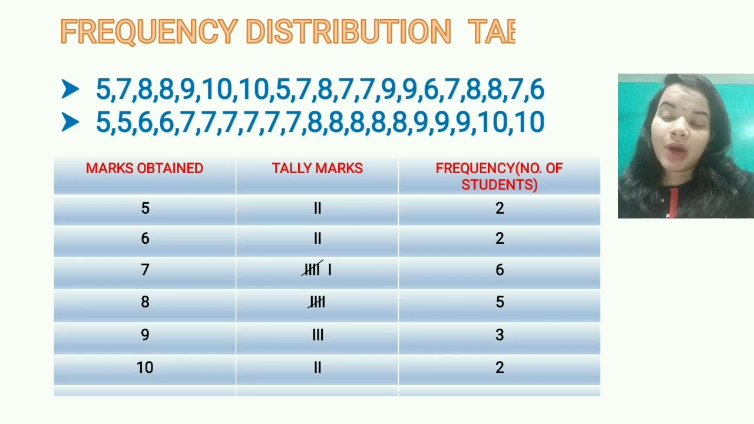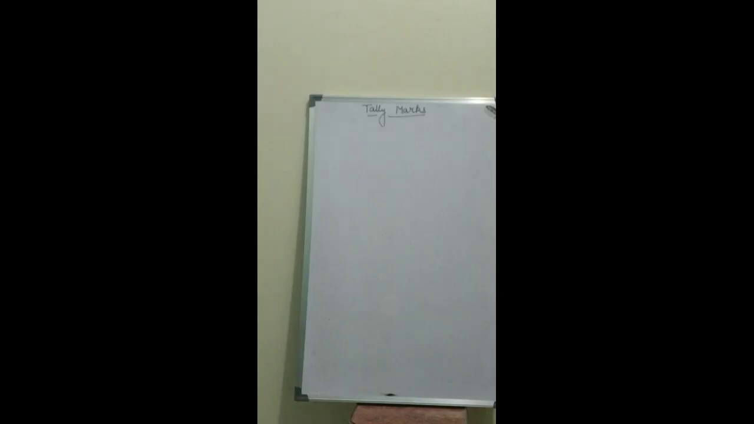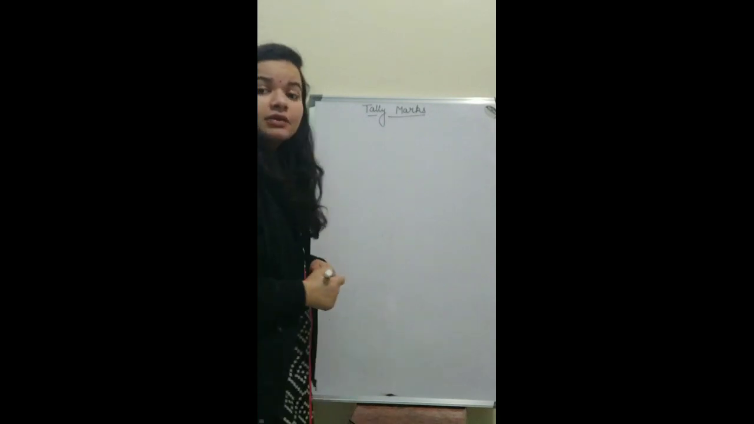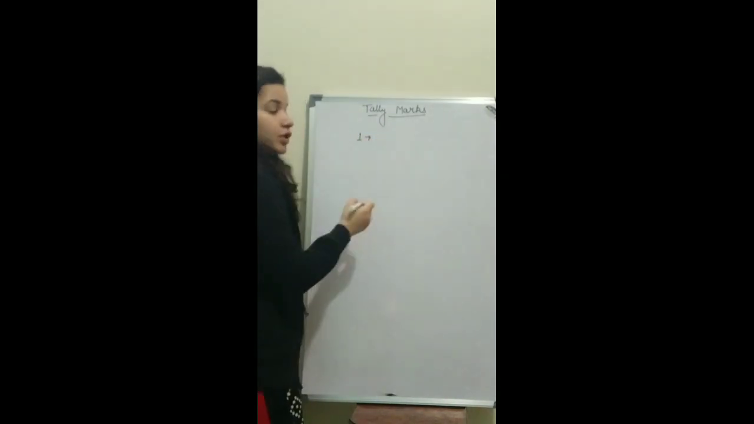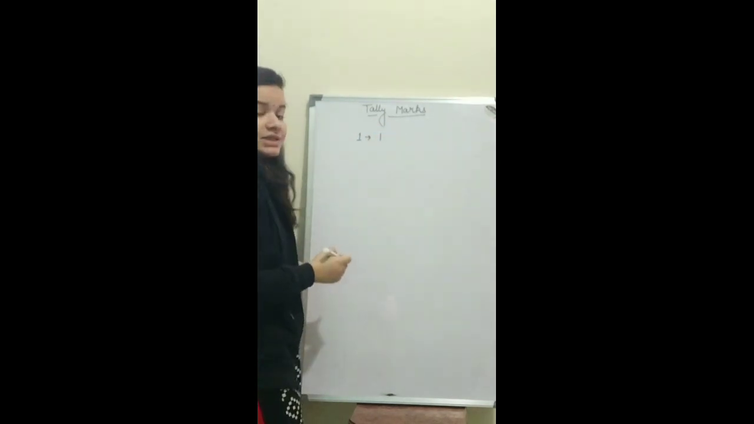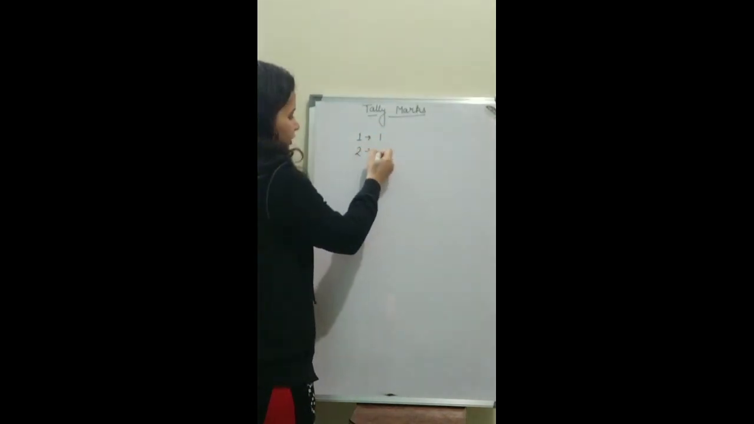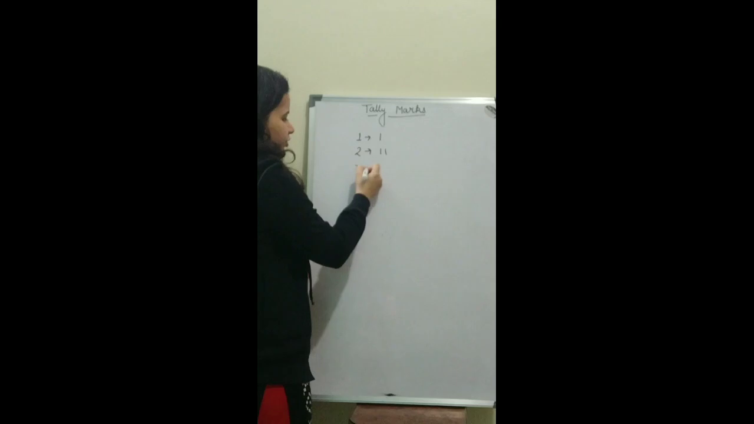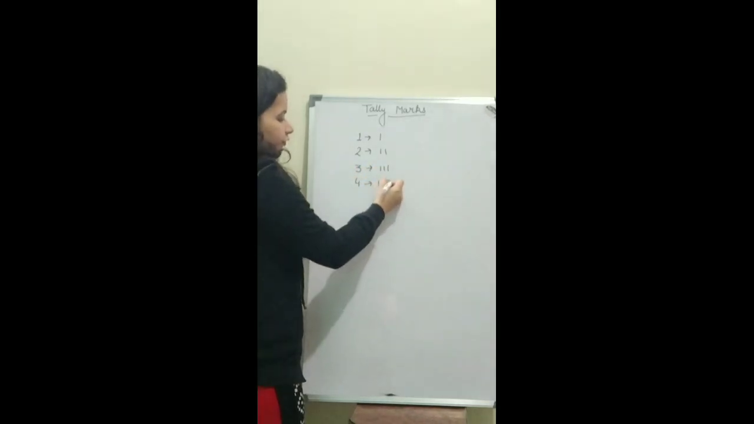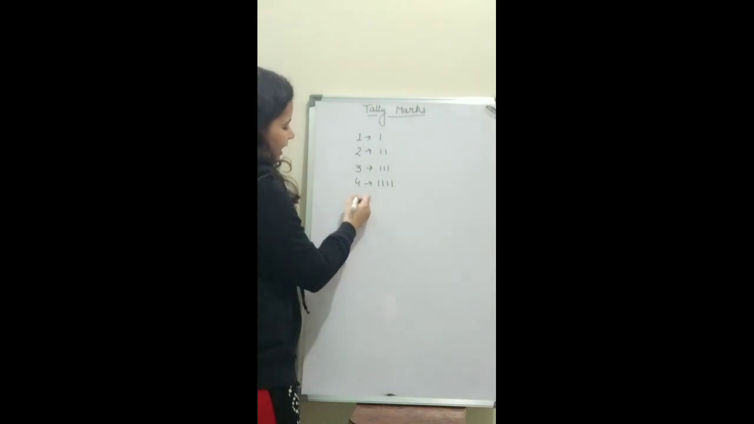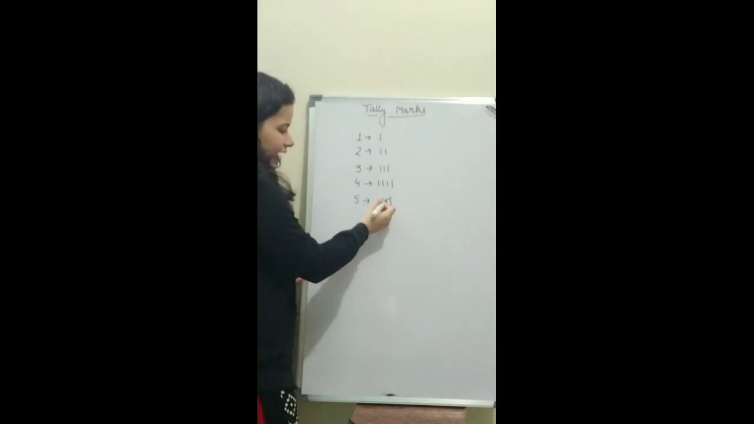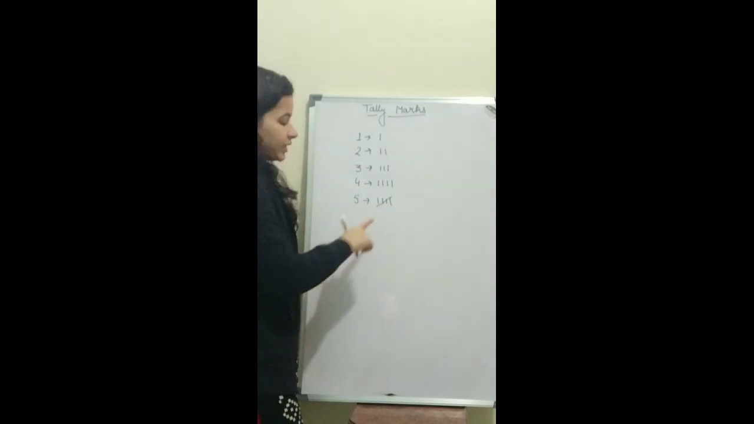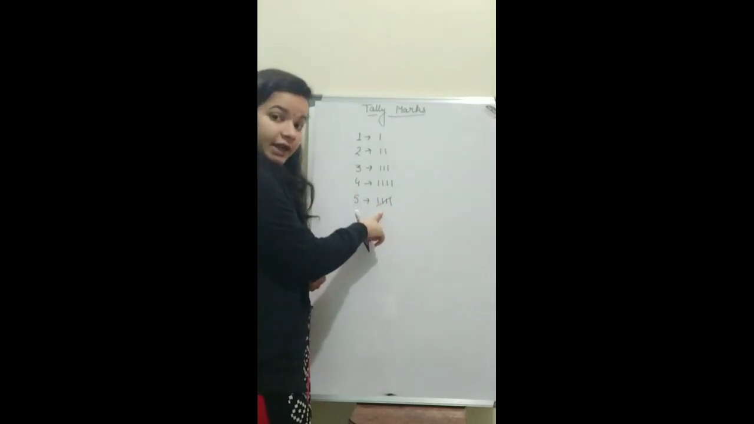Now I'll tell you about tally marks. Now representing frequency in the form of tally marks. Suppose you have frequency 1. For that tally mark will be 1 standing line. For 2 it will be 2 standing lines. 3 standing lines. For 4 it is 4 standing lines. 5 is a little bit change. We have 4 standing lines and 1 slant line. This is your 5. Okay.